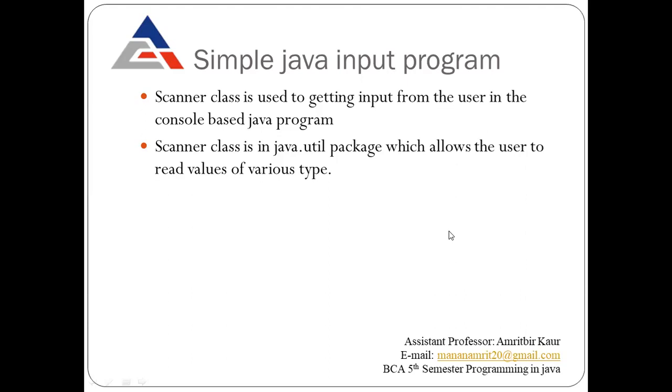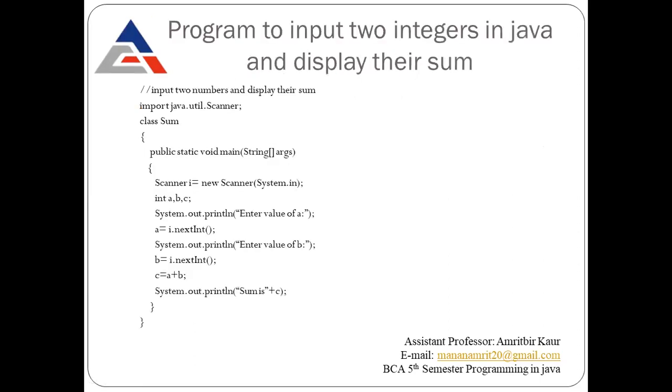And the Scanner class allows the user to read values of various types. So when we use the Scanner class for taking input from the user, the user can input integer, float, decimal, and string values. So we will study this one by one. Firstly, we will try our program with integer values. So here is a simple program to display the sum of two numbers, in which two numbers will be entered by the user.